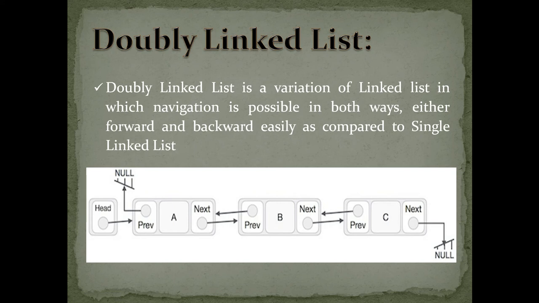As you can see in this diagram, the node contains three fields. One is a previous field, which contains the link of the previous node. Second is a data field in which the node contains the data. The third is a next field, which contains the link of the next node.